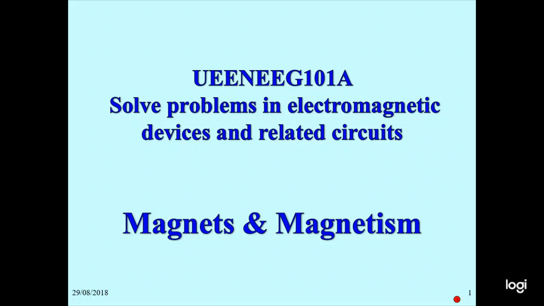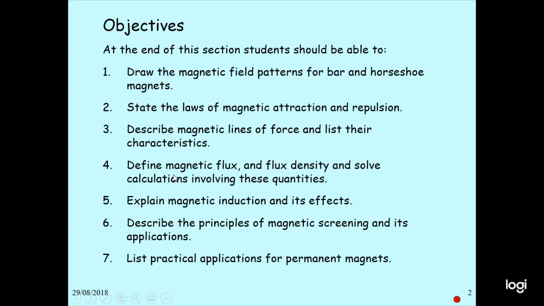Electromagnetic devices and related circuits, magnetics and magnetism. At the end of this session, students should be able to draw the magnetic field patterns for the bar and the horseshoe magnets, state the law of magnetic attraction and repulsion, describe the magnetic lines of the poles and list their characteristics, define the magnetic flux density, and solve calculations involving these quantities.